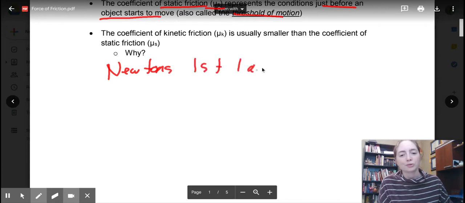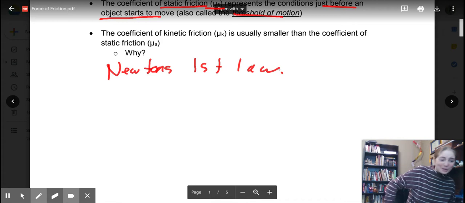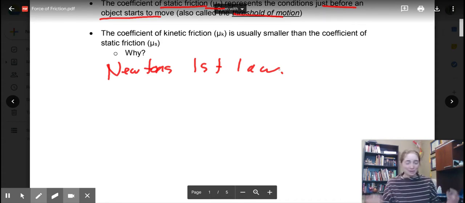Newton's first law. So let's think about Newton's first law. Newton's first law is your law of inertia. So objects at rest have a tendency to stay at rest. So an object that is at rest is not going to be interested in moving that much. So it's going to take a bit of effort to get it going. Once an object is in motion, it's going to want to stay in motion. So you're going to have to take some effort to stop it.